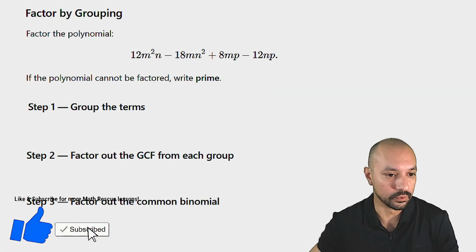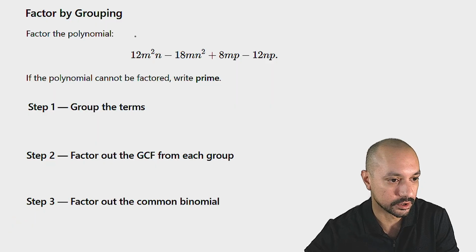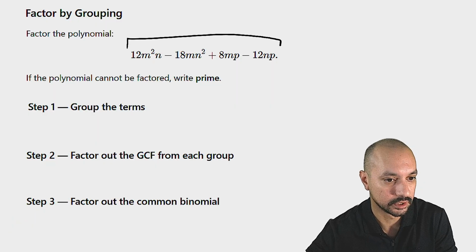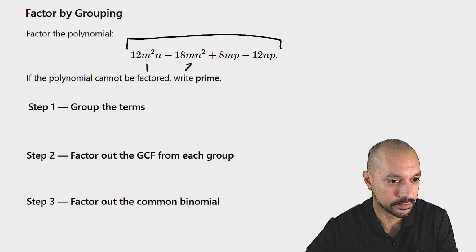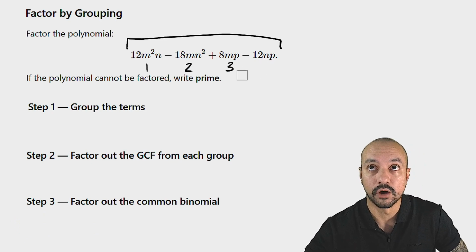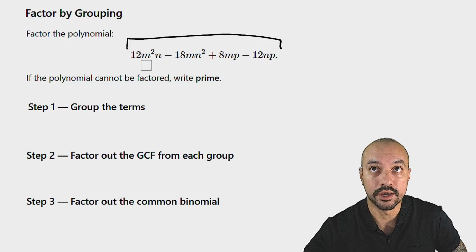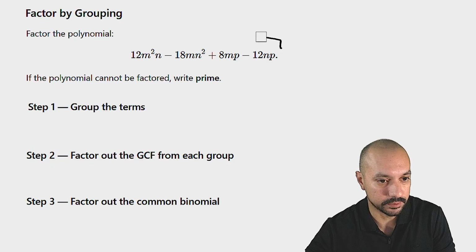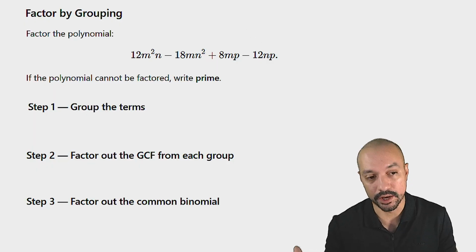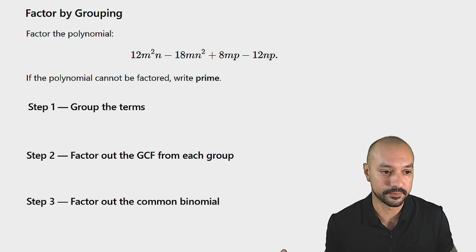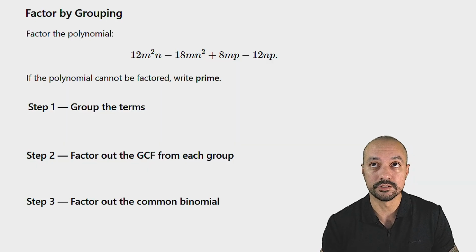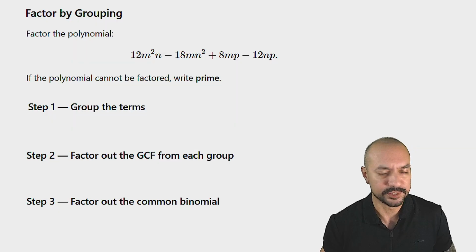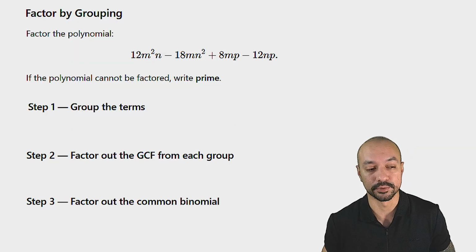Alright, so we have this 4-term polynomial. Not the nicest. Here's a term, here's another term, our third term, and our fourth term. Remember that terms are separated by addition and subtraction signs. Now, unfortunately, I can't really simplify this more by combining like terms because I don't have any like terms. So instead, I'm going to try to clean this up and simplify it using factoring. Specifically, I'm going to use factoring by grouping.